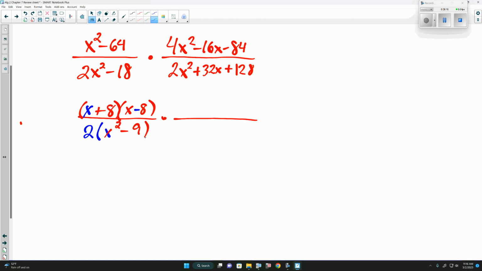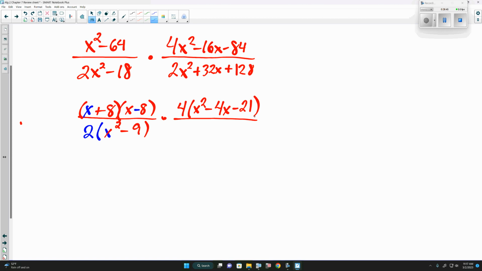4x squared minus 16x plus 84. Is there a greatest common factor? Because 4 goes into 4. 4 times what is 16? 4. And 84 is also divisible by 4. So if we divide it out of all 3 terms, we get 4 times x squared minus 4x minus 21.